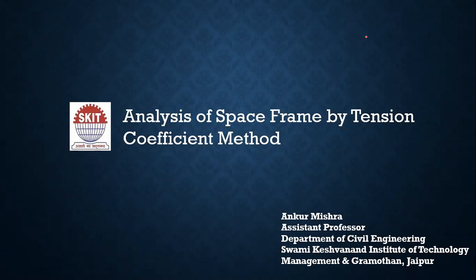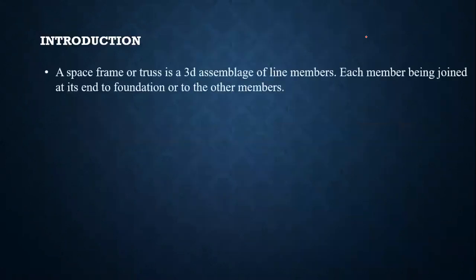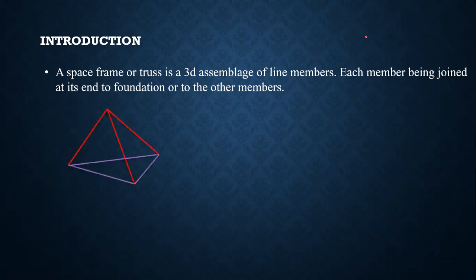Today's topic is analysis of space frame by tension coefficient method. Space frame or space truss is a three-dimensional assemblage of line members, each member being joined at its end to the foundation or other members by frictionless ball and socket joints. The simplest space frame consists of six members, and these six members join together and form a tetrahedron. This tetrahedron looks like this.